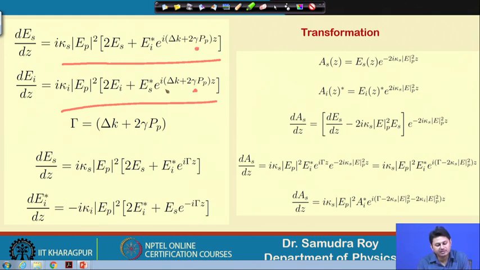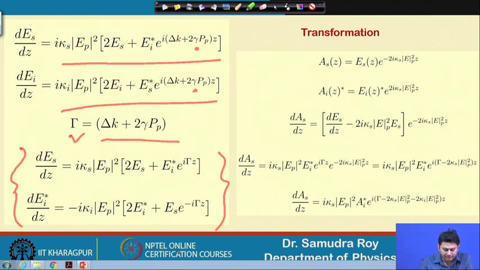So, e to the power i k z term was always there, it is a natural phase term, but on top of that we will have another phase, which is coming because of the fact that my pump is now having a phase term. So, this phase term will be added here. Next, in order to reduce all these terms, I write delta k plus 2 gamma P as big gamma. So, the differential equation for ES, signal and idler, is something like this.